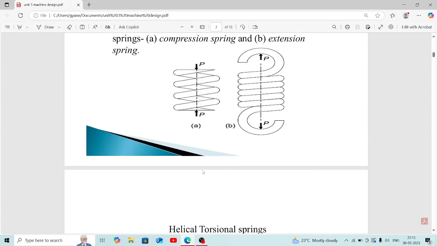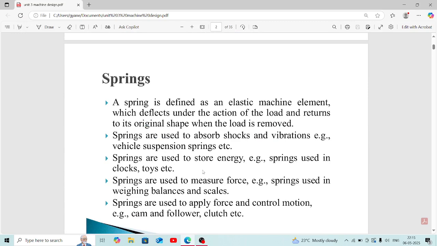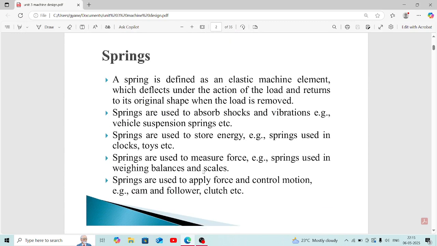Today's topic is: what is a spring? Hope everyone has seen a spring in a pen. A pen consists of a spring. A spring is defined as an elastic machine element which deflects under the action of a load and returns to its original shape when the load is removed.